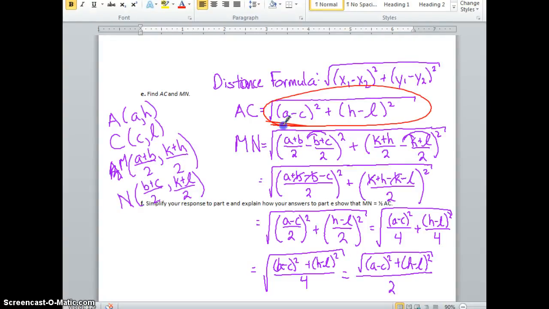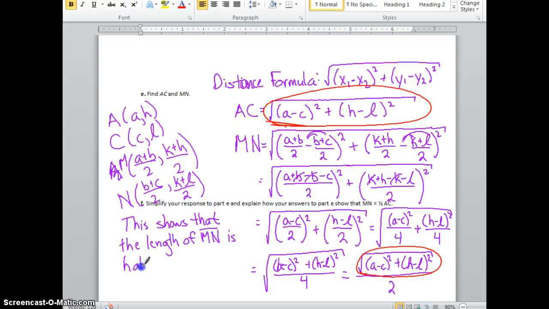All right, so notice the distance of AC and this right here. They're exactly the same, right? The only difference between the distance of MN and the distance of AC is that the distance of MN is divided by 2. And that's exactly what we were just looking to show. So this shows that the length of MN is divided by 2, or half, of AC. And that is our proof.